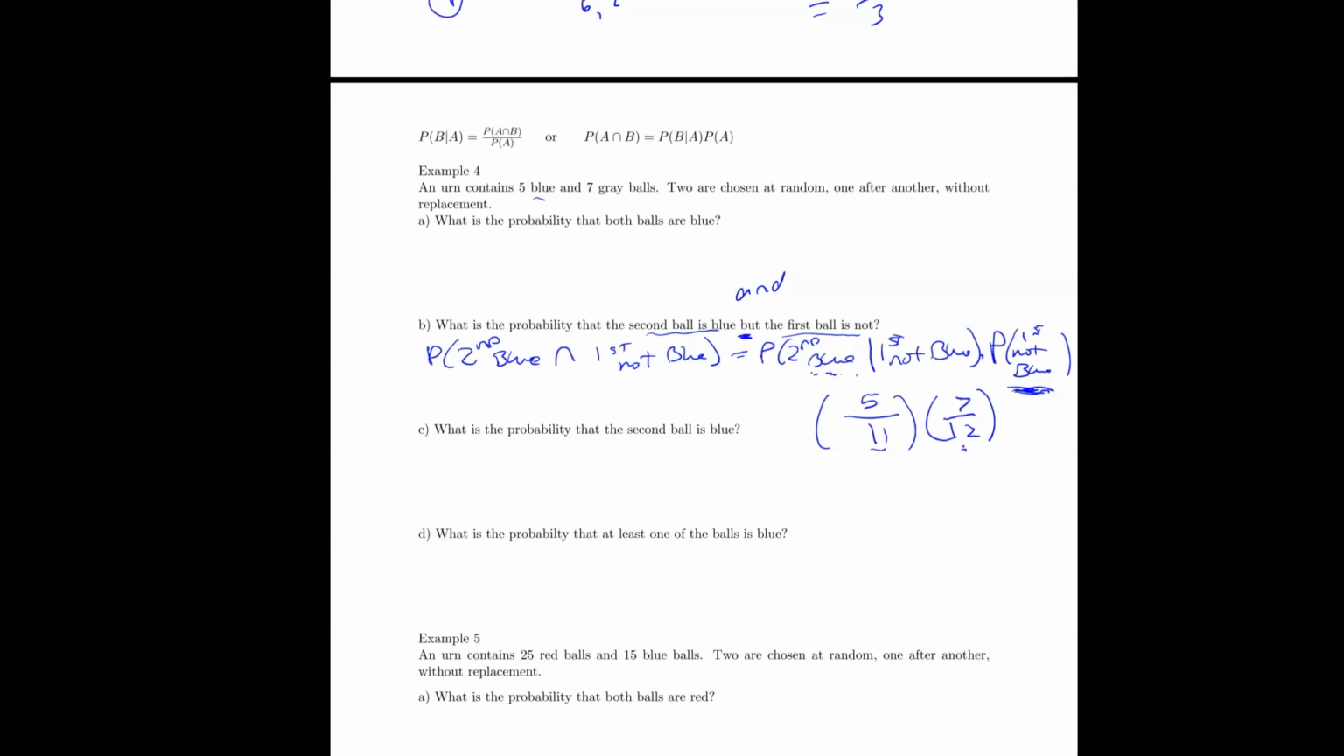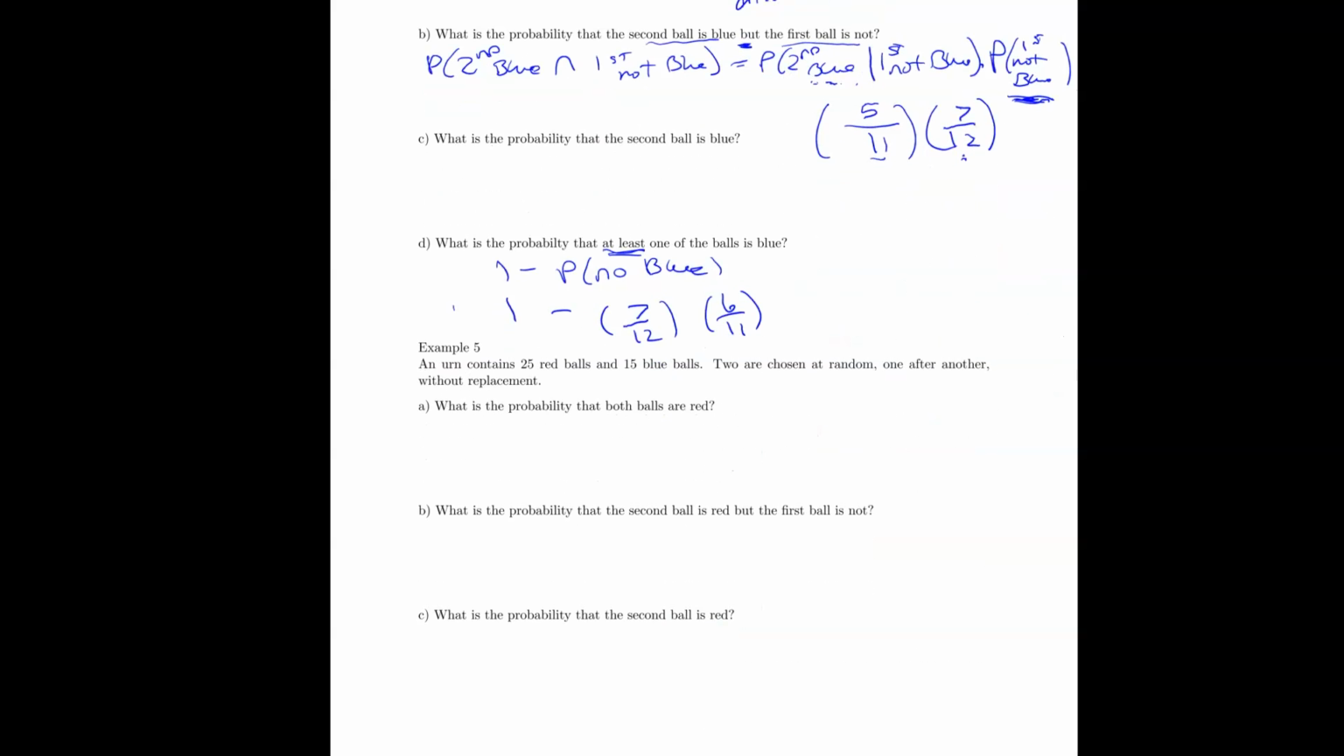Okay, did this one for you, so let's look at this one. At least 1 ball is blue is like saying all cases take away that we have no blue balls, so that means 1 minus. No blue balls would be, first ball I chose would be 7, the 7 gray balls out of the 12, and then the second ball I would choose out of the 11, I would be choosing from the 6 gray balls left.